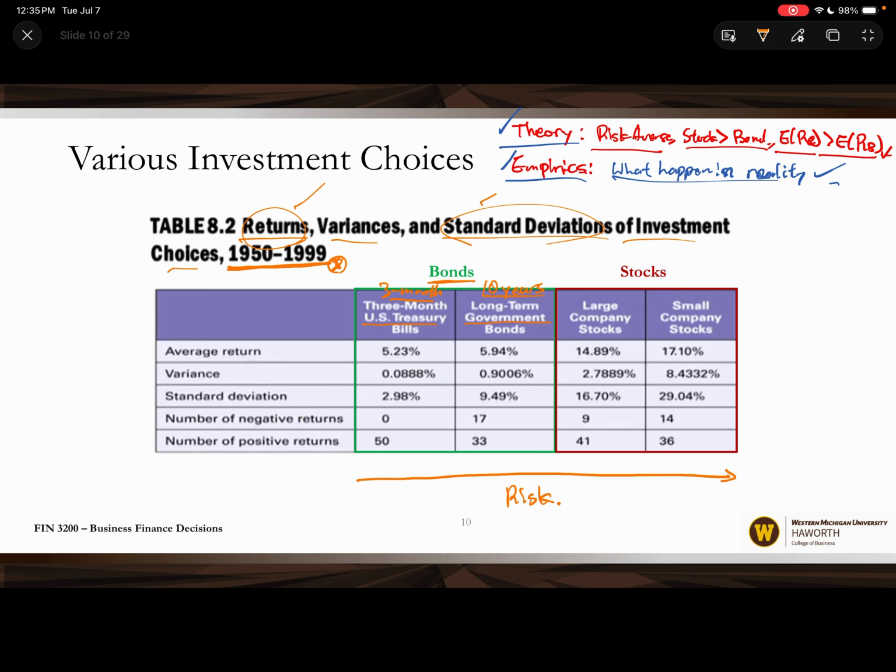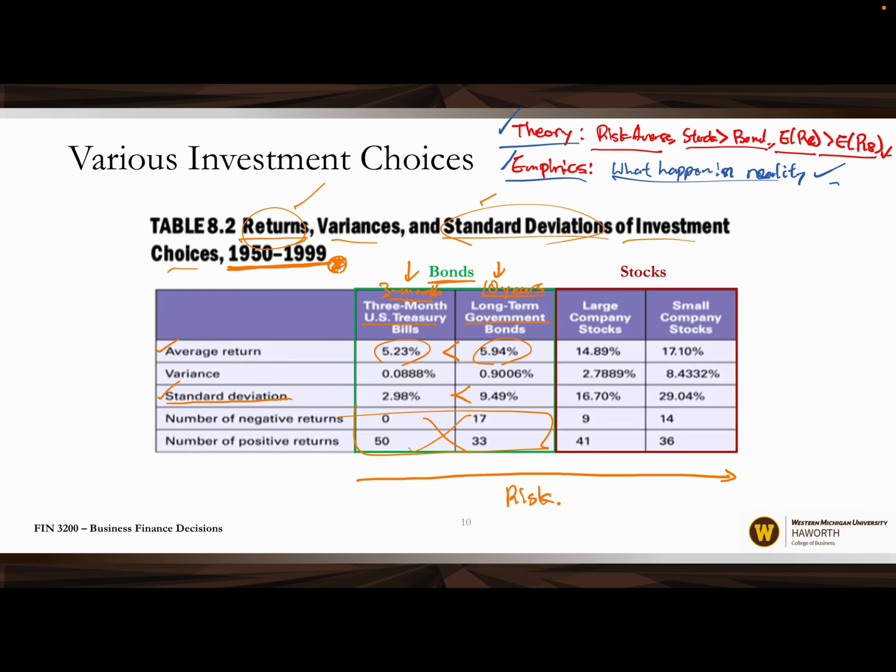So this illustrates the maturity risk premium that we talked about, right? The difference between these columns should describe the maturity risk premium in theory. Let's see what happened. So the average returns, if you look, the longer term bonds have a greater return compared to shorter term bonds on average, using all the data for these 50 years. So that's consistent with theory. Let's look at standard deviation. The volatility was higher for the 10-year bond, which is also consistent with theory. Okay, so let's ignore these number of negative returns and positive returns for now.